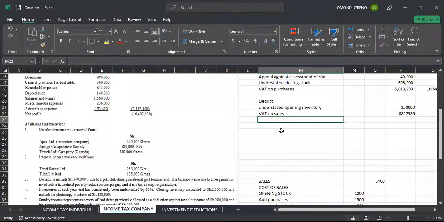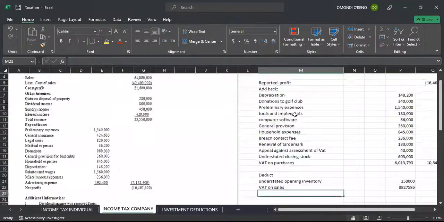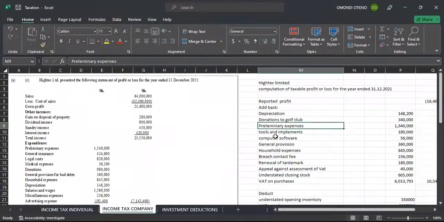Okay, so for those who are asking me how to treat the photocopying machine yesterday, they were saying that we are supposed to add it up here. So whatever you are adding up here was placed as an expense. It reduced the profits. That's why we were adding back the small tools. We were adding back the capital expenses like these ones here, tools and implements, computer software, because they were placed as expenses.